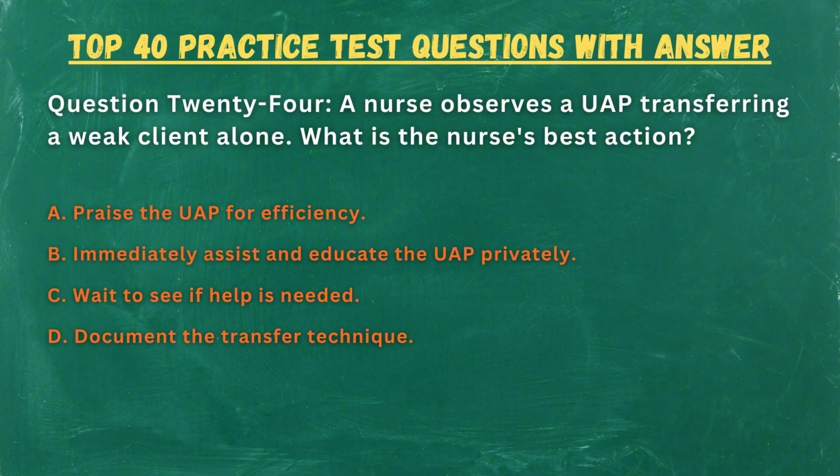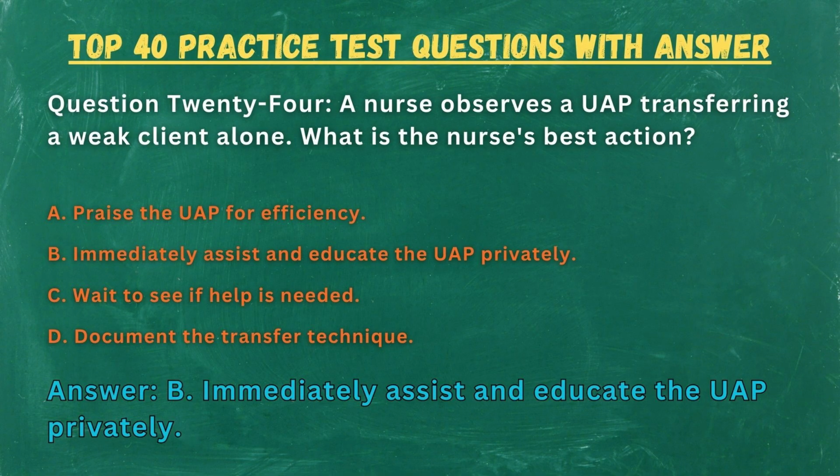Question 24. A nurse observes a UAP transferring a weak client alone. What is the nurse's best action? A. Praise the UAP for efficiency. B. Immediately assist and educate the UAP privately. C. Wait to see if help is needed. D. Document the transfer technique. Answer: B. Immediately assist and educate the UAP privately.